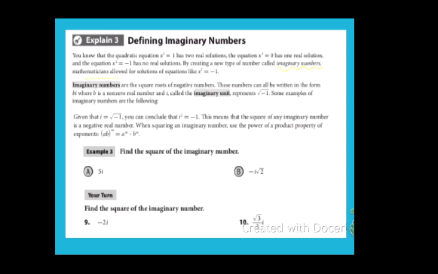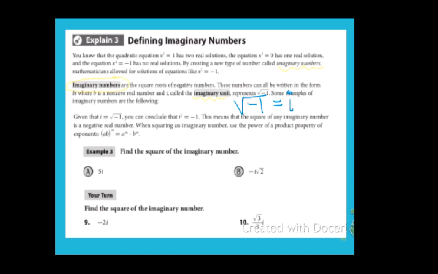Imaginary numbers are square roots of negative numbers. These numbers can all be written in the form bi, where b is a non-zero real number and i is called the imaginary unit. And it represents the square root of negative 1. So in general, we just define the square root of negative 1 to be this letter i that represents the imaginary unit.